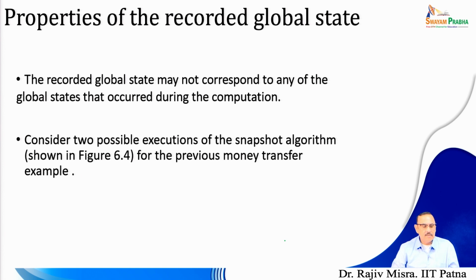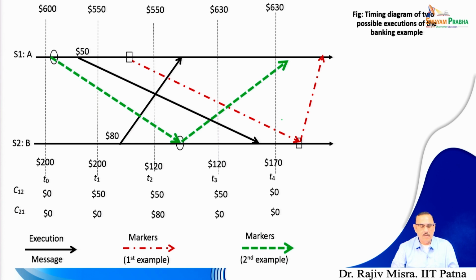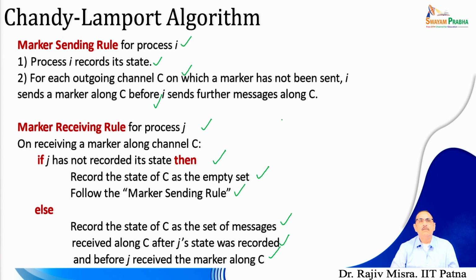Now, let us see the properties of the recorded global state. The recorded global state may not correspond to any of the global states that occur during the computation. Now, consider two possible executions of the snapshot algorithm for the previous money transfer. But before that, let me again review the Chandy-Lamport algorithm before we run through it. The marker sending rule for a process I says that process I records its state.